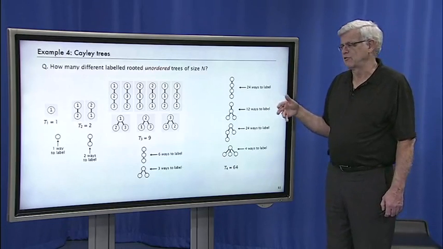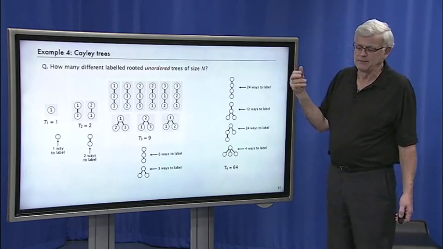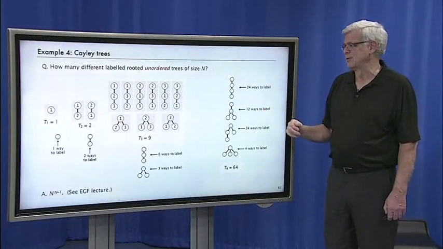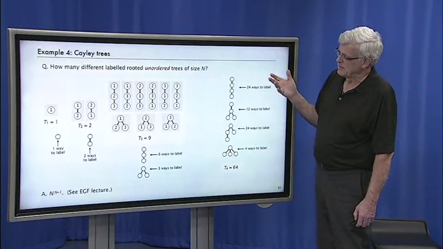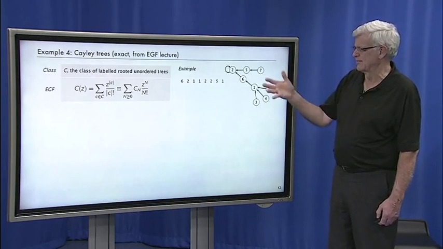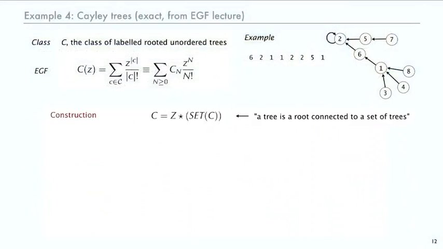And just to finish the story, this simple variety of trees also works for labeled structures too. So we looked at Cayley trees, so that's labeled, rooted, unordered trees. And so there's n to the n minus 1, and we looked at this in lecture 2. This is the analysis that we did in lecture 2, and I'm just going to flash through it.